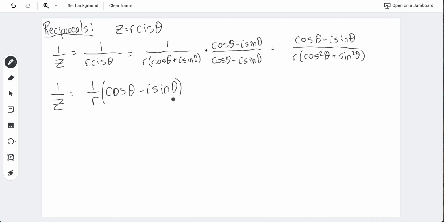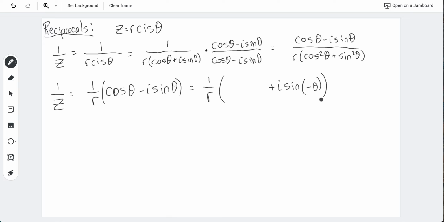And then here, it's kind of annoying because cis theta specifically has a plus sign. We have a minus sign. So I need to turn this into a plus sign somehow if I want to write this in cis form. So what I'm going to do is I'm going to say, well, I know that negative sine of theta is just the same thing as positive sine of negative theta. So I'm going to write this as plus i sine negative theta.